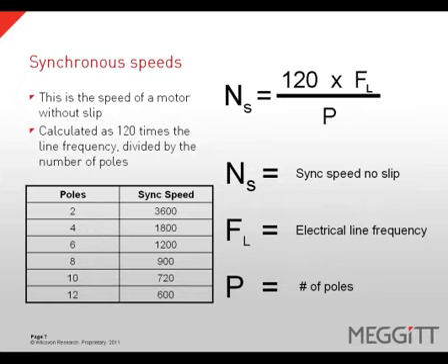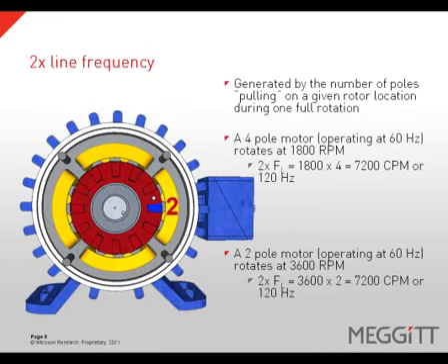We can calculate synchronous speed by multiplying 120 times the line frequency divided by the number of poles. In the United States, a synchronous speed can be calculated by multiplying 120 times 60 Hz divided by the number of poles. For a 2-pole motor, the synchronous speed would be 3,600 RPM. 2 times line frequency is generated by the number of poles pulling on a given rotor location during one full rotation. A 4-pole motor operating at 60 Hz rotates at 1,800 RPM.